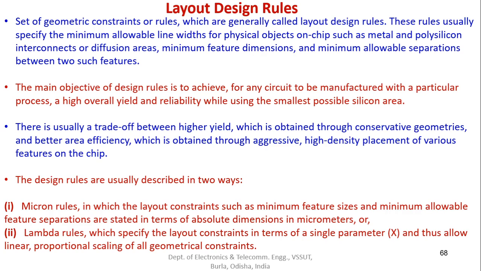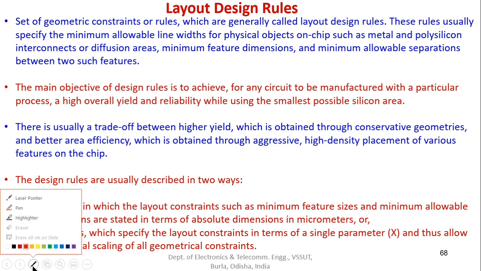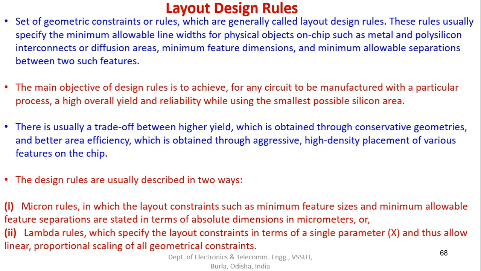Okay, so we have seen these micron rules now. Now the other layout design rule is called lambda design rules, or simply lambda rules. As opposed to micron rules, where we had all the dimensions in absolute numbers, here we specify a parameter. Let's say the parameter is lambda, and all the dimensions will be in terms of lambda.